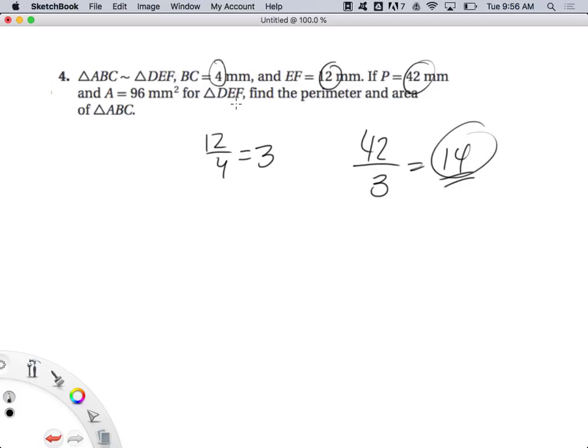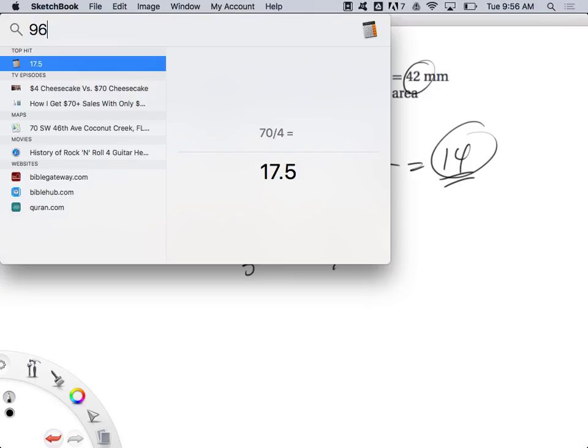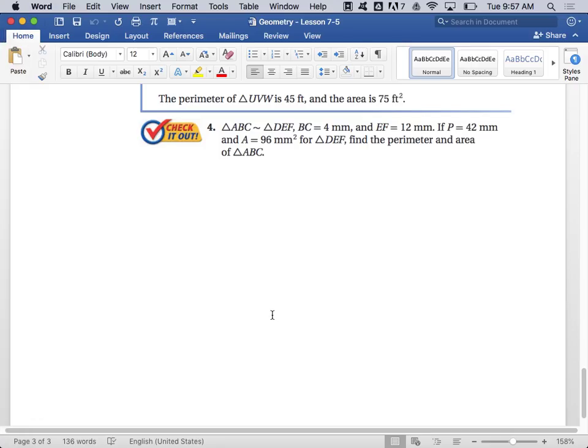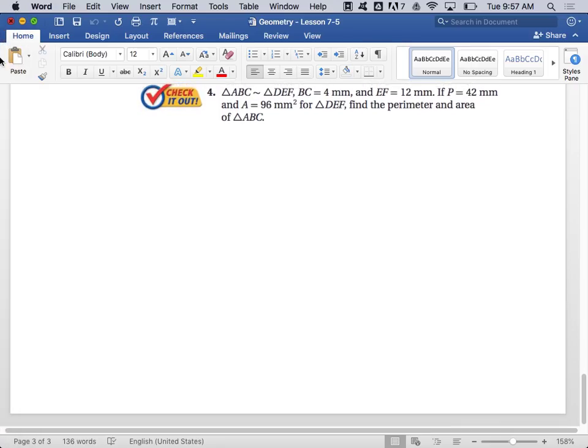You see? It's because it's saying for DEF. The area is 96, but I don't divide by 3, I divide by 3 squared. So it's 96 over 9 to get the area of the smaller one, which is 10.6 repeating. Why do you divide by 3 squared? Because the area ratio is the similarity ratio squared. Does that make sense? All right. So that's it for that one.